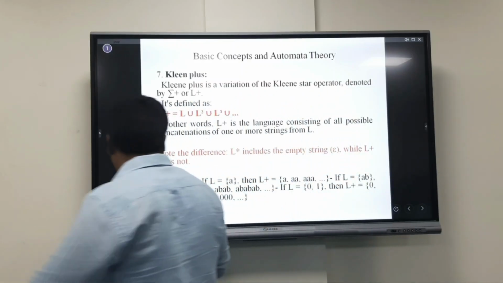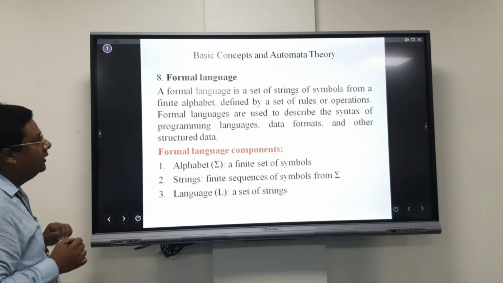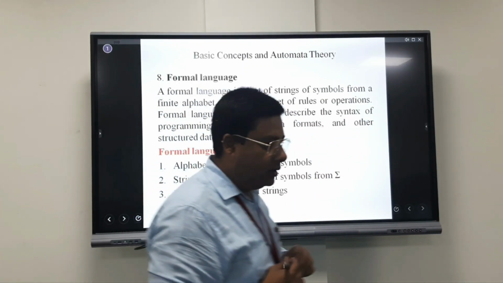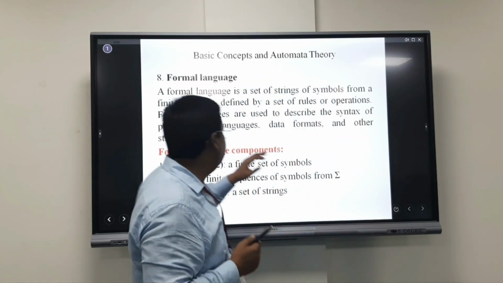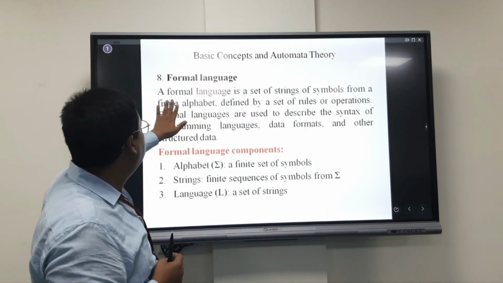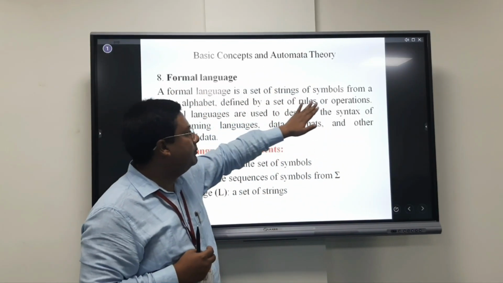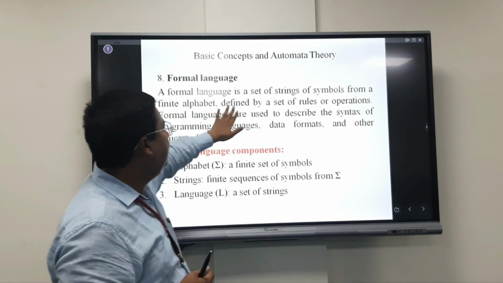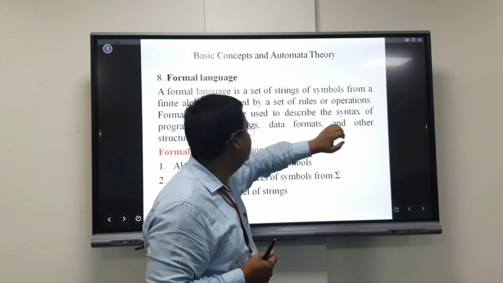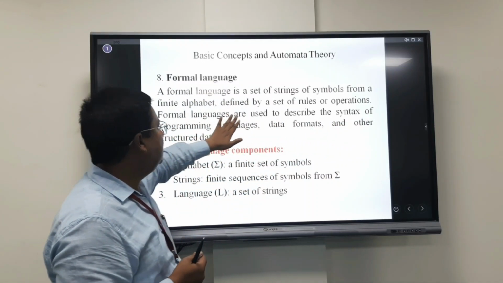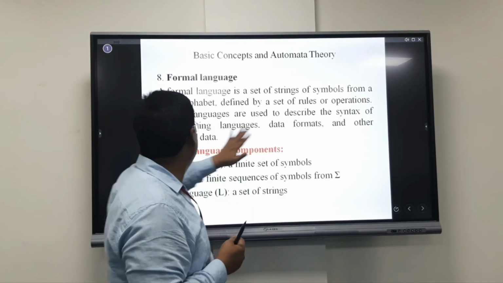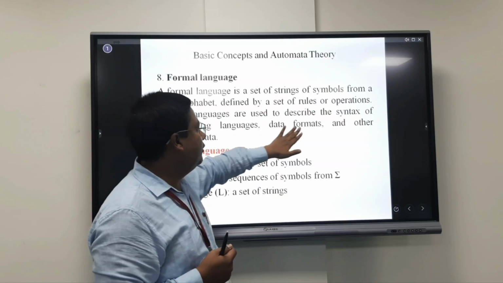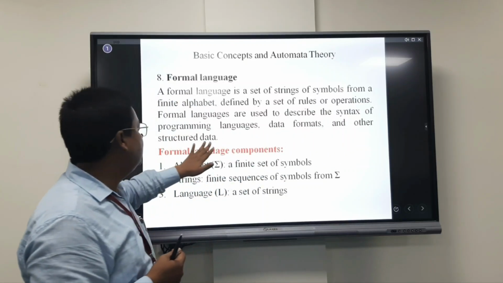Now coming to the next topic, formal language. What is the meaning of formal language? A formal language is a set of strings of symbols from a finite alphabet, defined by a set of rules or operations. Formal languages are used to describe the syntax of programming languages, data formats and other structured data.